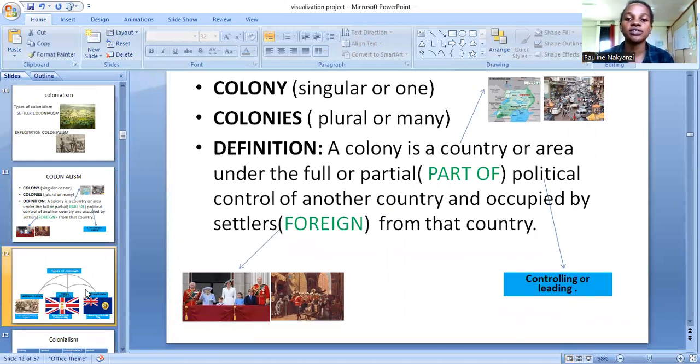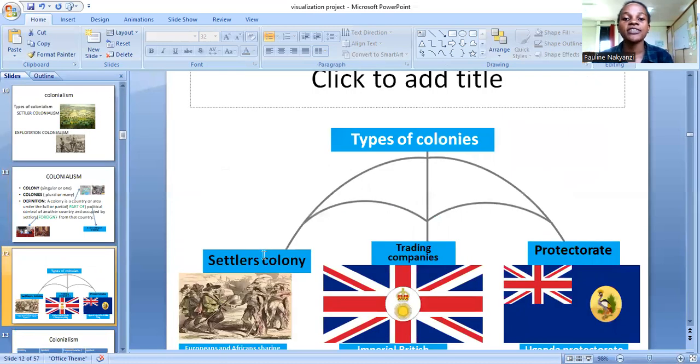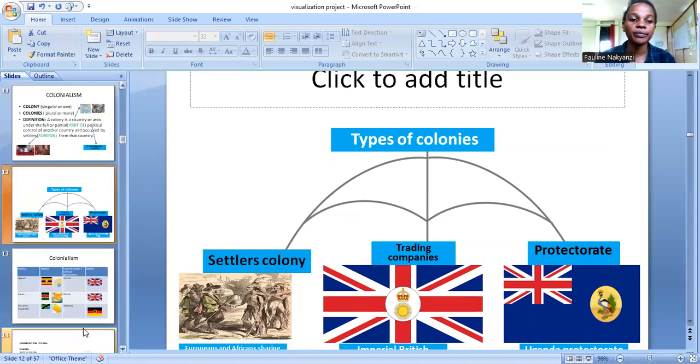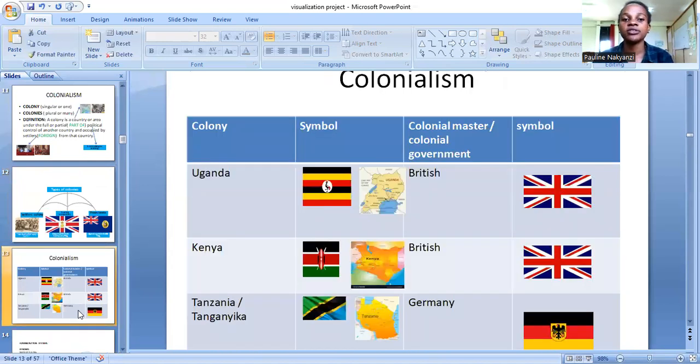Under colonialism still, I have the types of colonies, as you can see, and I used the word spider plus pictures to show. Still under colonialism, I used the word closet to show the colony, its symbol or map, then the colonial master or colonial government, and the symbol of the colonial master. And it is there, as you can see.